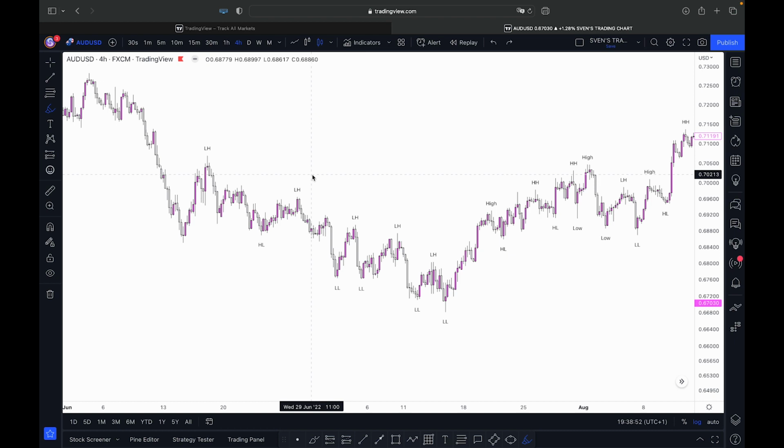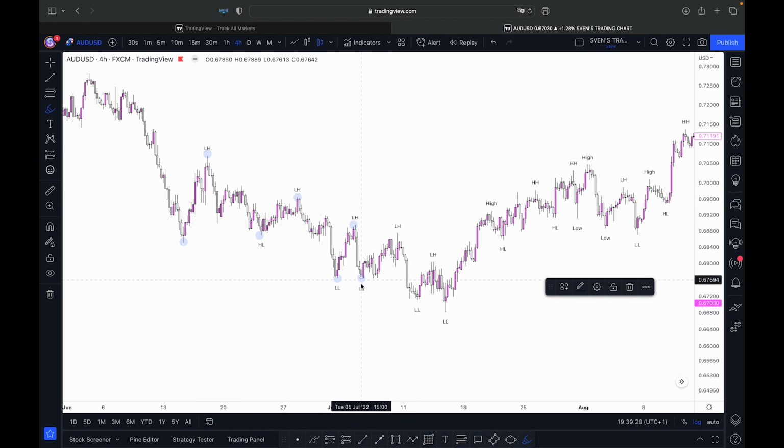Alright, so let's give you guys a quick view on how I look at the chart. So here we have a lower high. Here we have a higher low. This low is higher than the low over here. And then we have a lower high, because this high is lower than the high over here. Then we have a lower low. This low is lower than the low of the last higher low. Then we have a lower high, because this high is lower than the lower high over here.